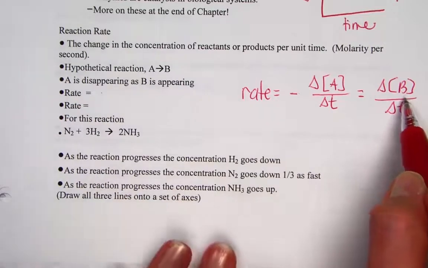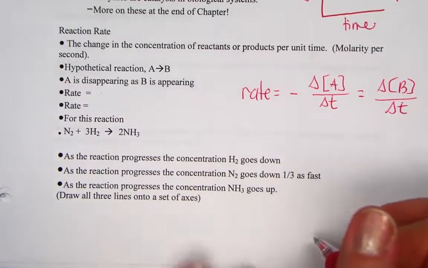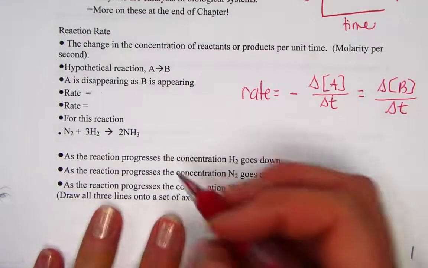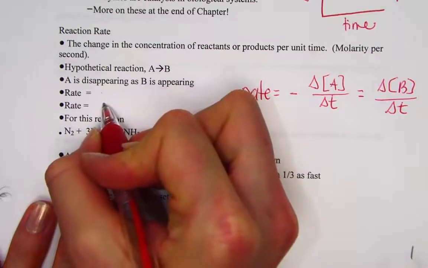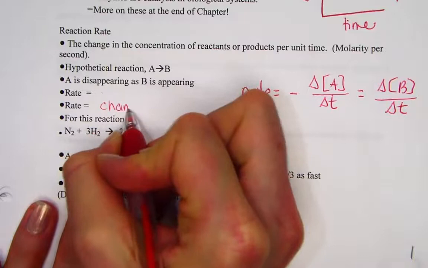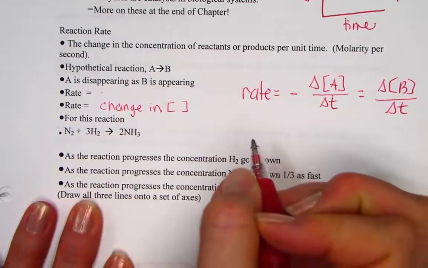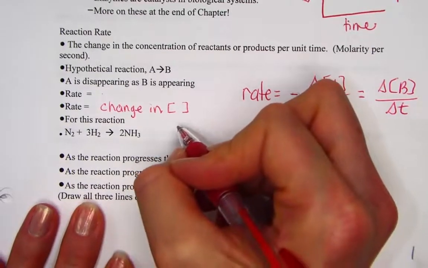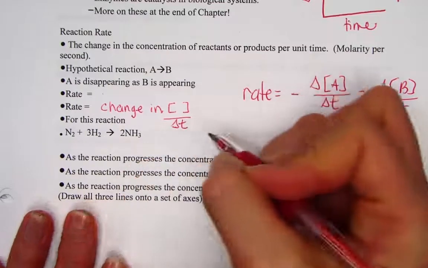If I think about the concentration of B at time 2 versus the concentration of B at time 1, that's what the change is representing. So rate really is an expression of the change in concentration per unit time. And I'm going to put brackets to show concentration, most often measured in molarity units. The change in concentration per unit time. And that's the delta T part.